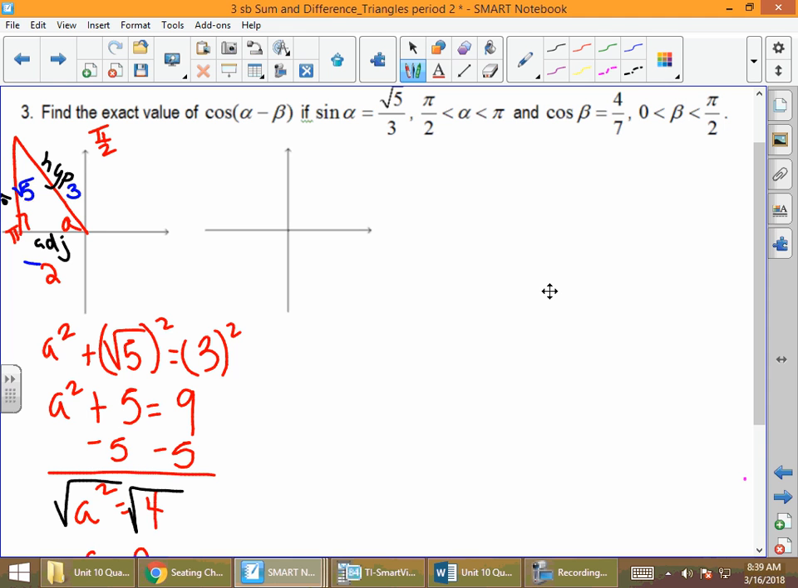When we look at the second triangle, cosine of beta, looks like a b there, equals 4 over 7. We are between 0 and pi over 2, which is nice because we end up in the first quadrant and all of our functions are positive in the first quadrant.